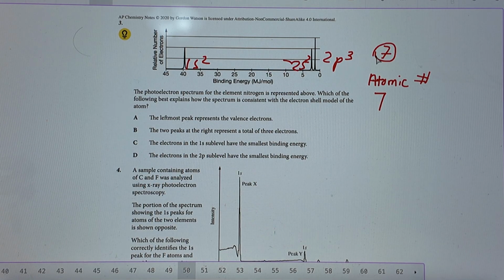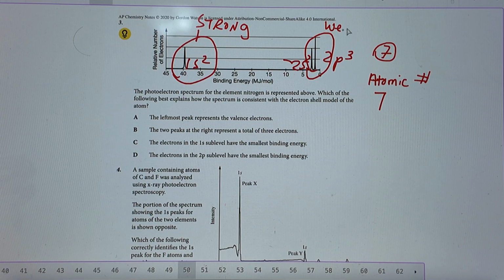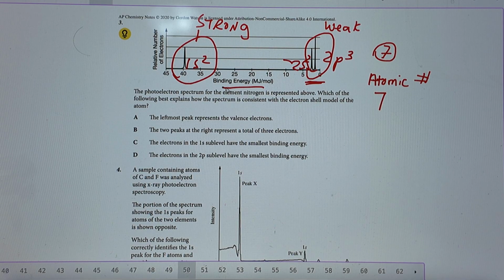Okay, all right, so we know that the binding energy here is strong. This is a strong binding. And we also know that the binding energy here is weak because the numbers here are just simply smaller. Binding energy increases this way, okay? Okay, so let's look at the answer choices.